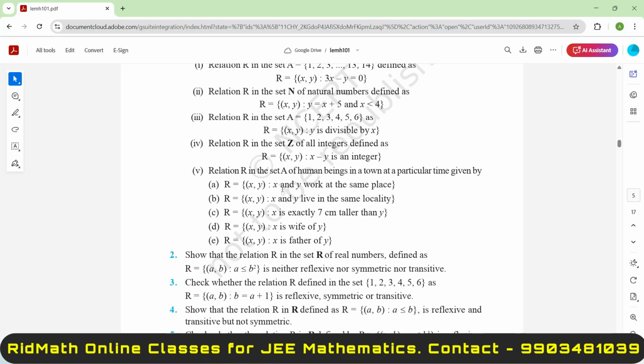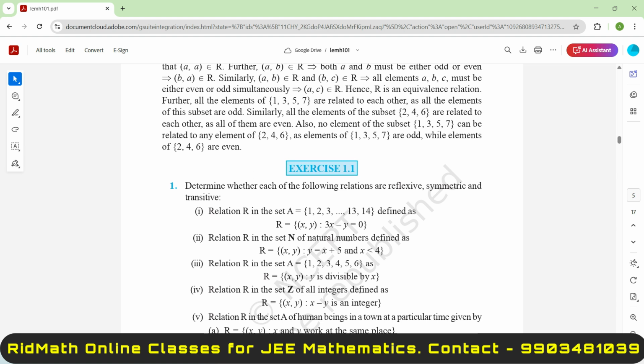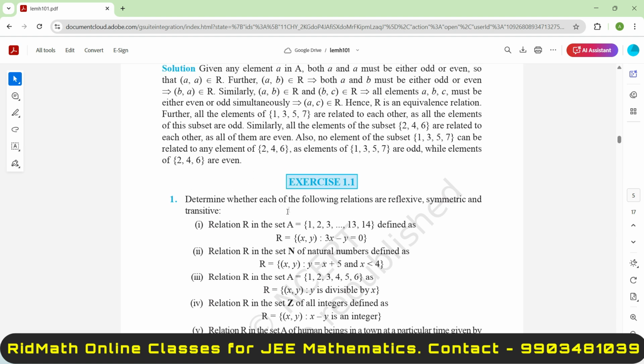So today we are going to solve the NCERT textbook. This is the NCERT textbook and this is the first chapter, Relations and Functions, Exercise 1.1.